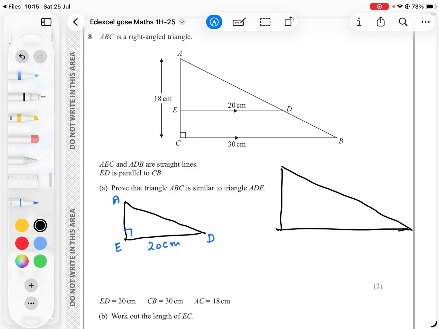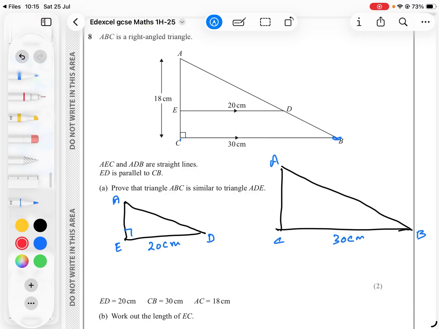Again, this one, same A in common. This one is the big triangle. This is C. This is B. So this one, because it is the big triangle, this CB is 30 centimeter. So first find the scale factor, the length scale factor.